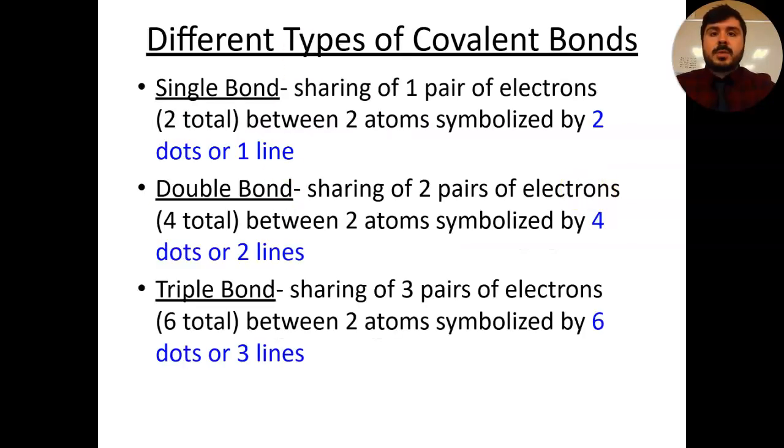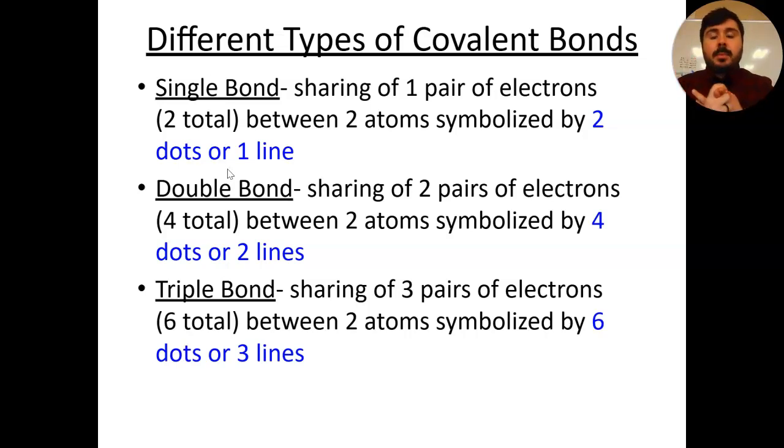Different types of covalent bonds. Well, again, guys, up until this point, we have not yet dealt with anything other than a single bond, right? A single bond is a sharing of 1 pair of electrons, 2 total electrons, between 2 atoms symbolized by 2 dots or 1 line. And again, generally in this case, it's going to just be 1 line. Well, in covalent molecules, there are sometimes going to be situations where 2 different atoms are going to be bonded together using more than just a single bond, either a double bond or a triple bond.